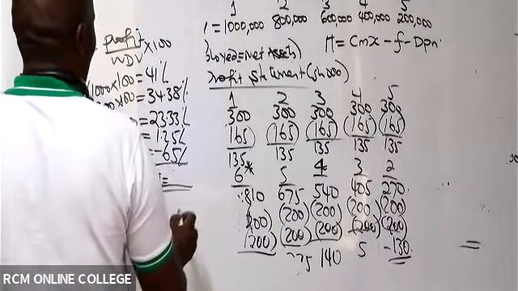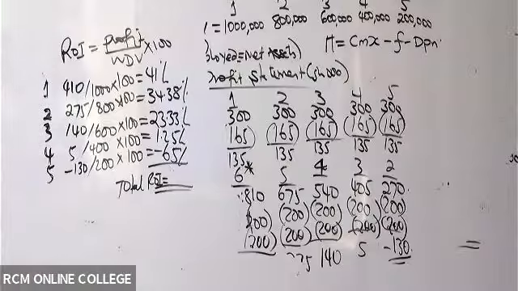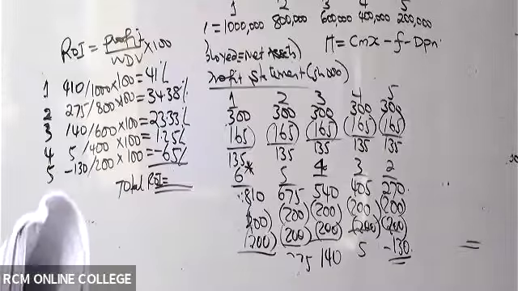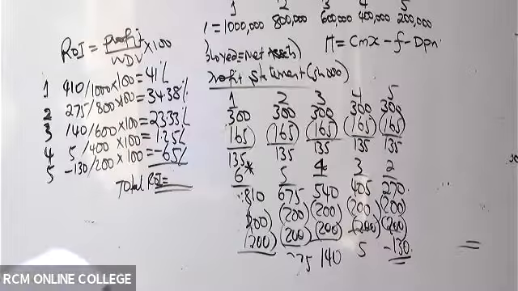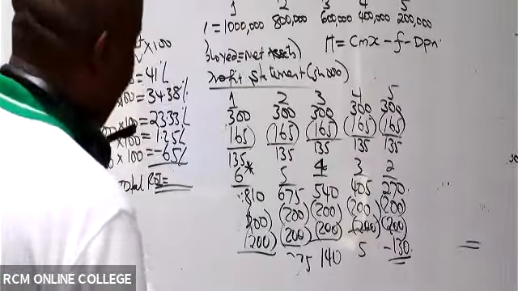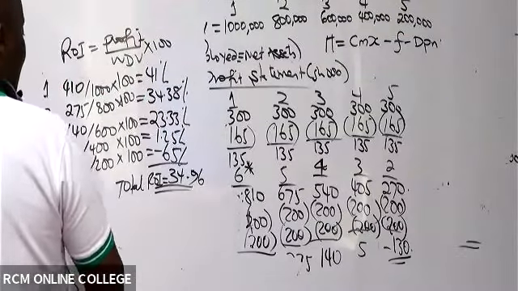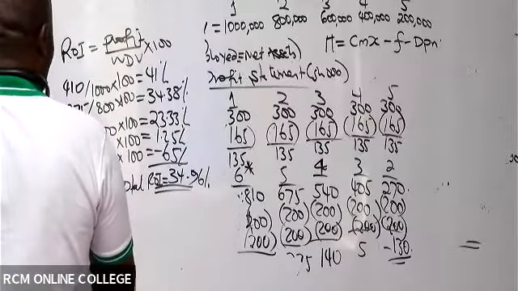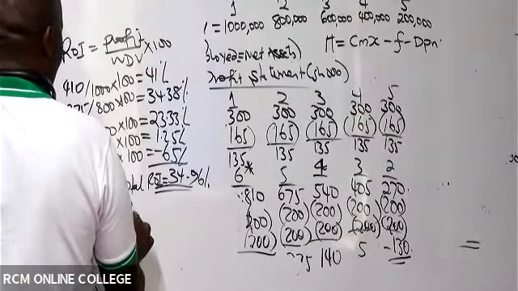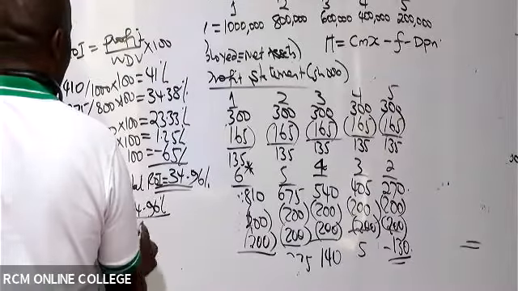Should they want the average, then we need the total ROI. Please add up everything: 41 plus 34.38 plus 23.33 plus 1.25 minus 65. I just want the total. In the case they never ask us here, but in most cases they do ask. I'm being given 34.96. And then we have the average, which will be 34.96% divided by 5.